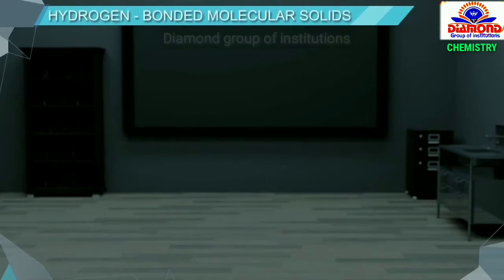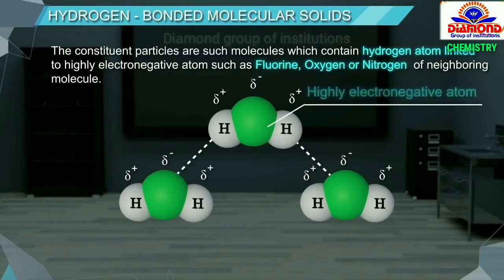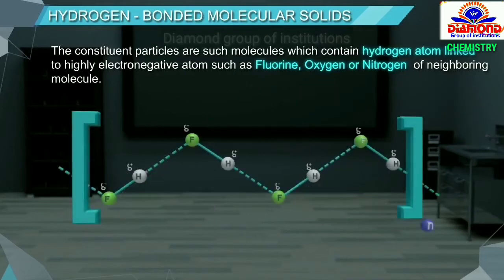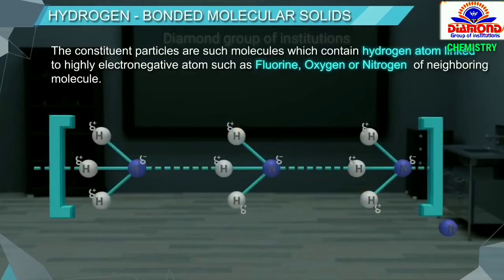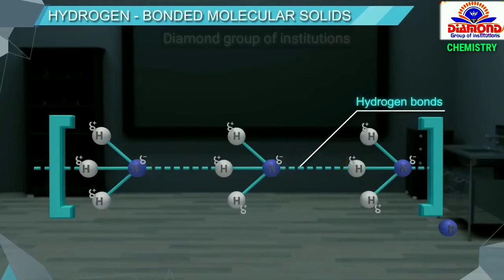Now, let us study about hydrogen bonded molecular solids. In hydrogen bonded molecular solids, the constituent particles are molecules which contain hydrogen atom linked to highly electronegative atom such as fluorine, oxygen, or nitrogen of neighboring molecule. This link between hydrogen atom and highly electronegative atom of its neighboring molecule is known as hydrogen bond, and the hydrogen bond is represented as dotted lines.